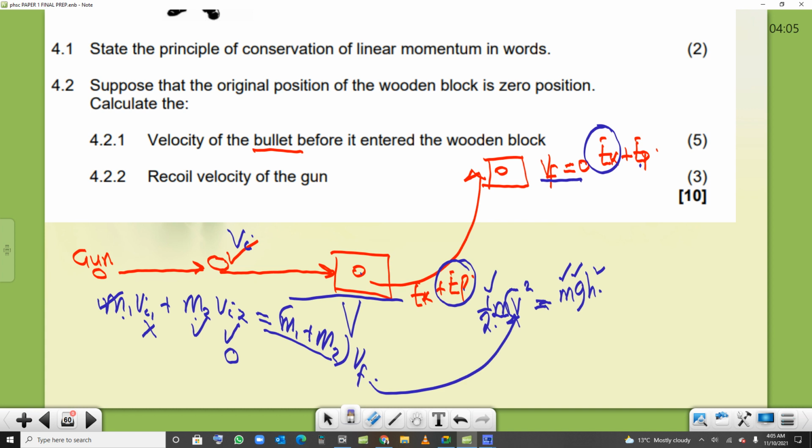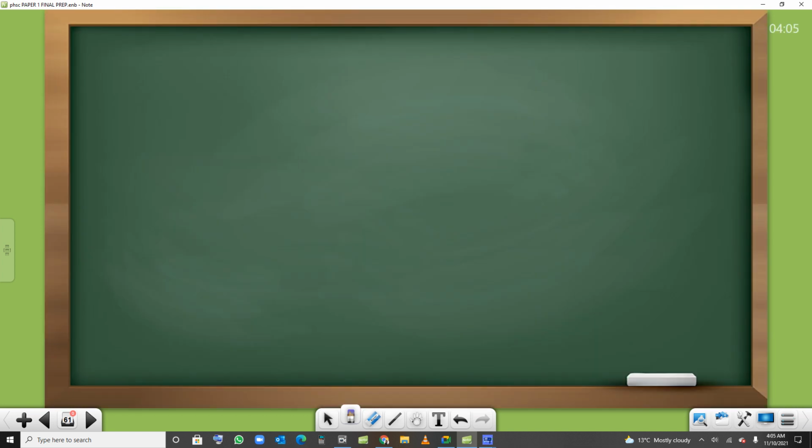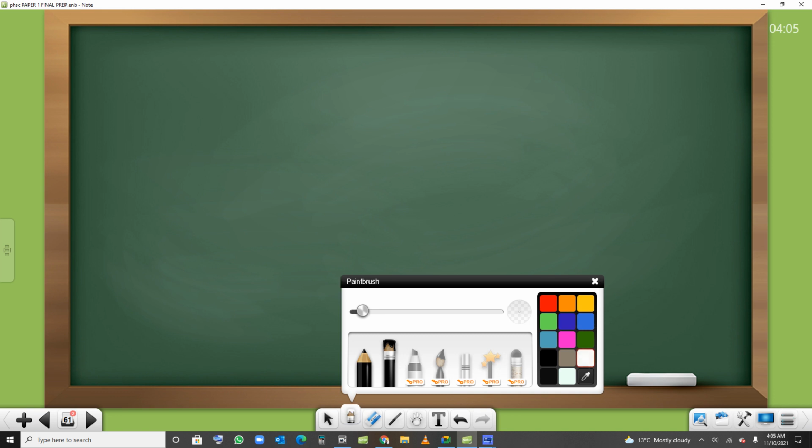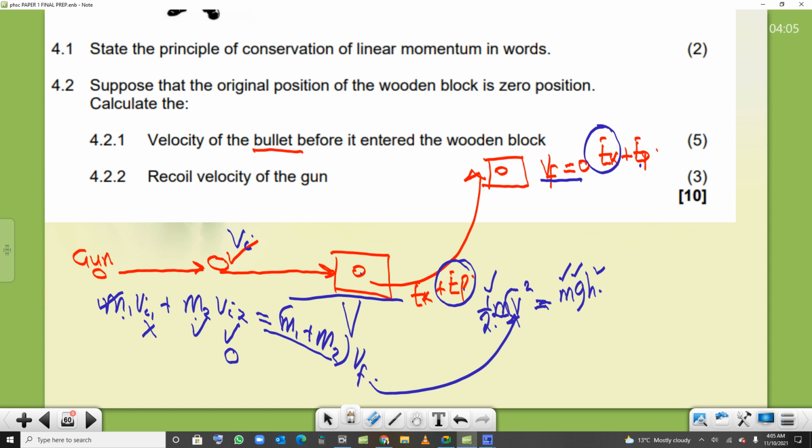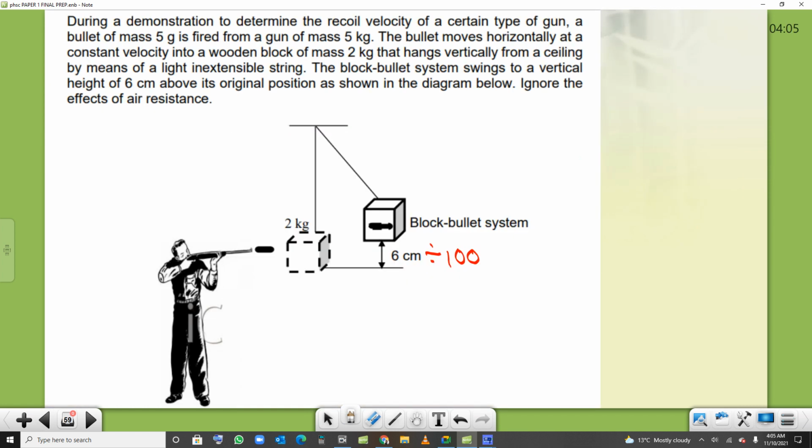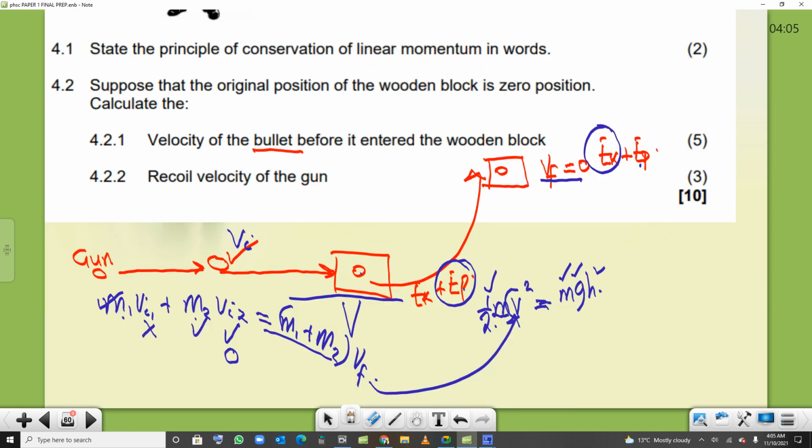All right, recoil velocity of the gun. It means we are looking for the final velocity of the gun. Okay, and let's see, can we use change in momentum to get that? No, because we do not have, do we have time? We're not given any other information, right? All right. Now check this. We're not given any other information, so it becomes a bit challenging. Recoil velocity of the gun.